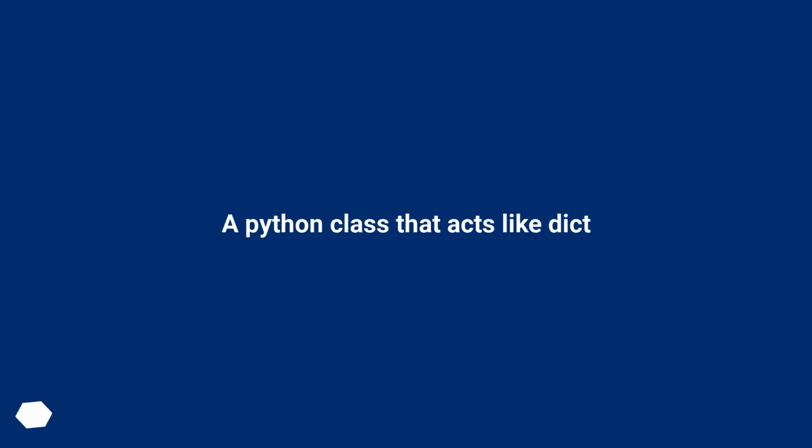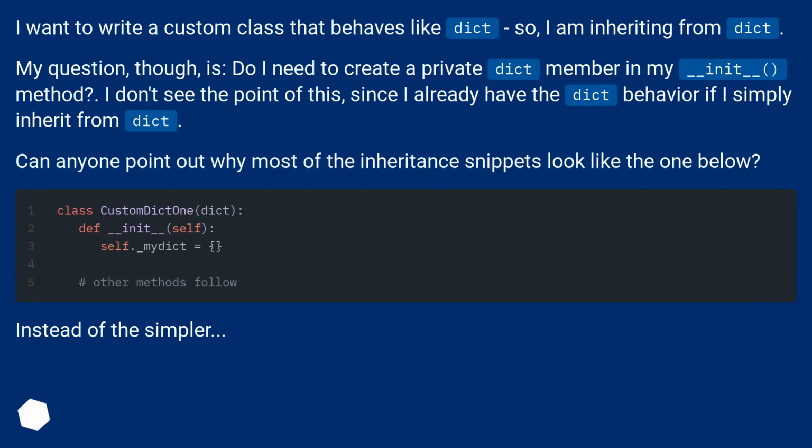A Python class that acts like dict. I want to write a custom class that behaves like dict, so I am inheriting from dict. My question, though, is, do I need to create a private dict member in my __init__ method? I don't see the point of this, since I already have the dict behavior if I simply inherit from dict.